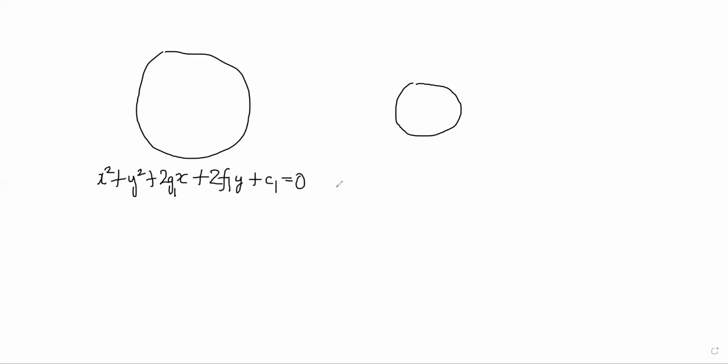Correct. So now, to find the radical axis, let's say this circle was x square plus y square plus 2g1x plus 2f1y plus c1 is equal to 0, right? And let's say this circle was x square plus y square plus 2g2x plus 2f2y plus c2 is equal to 0, right? Now, I need to find the set of points from where equal length tangents can be drawn.